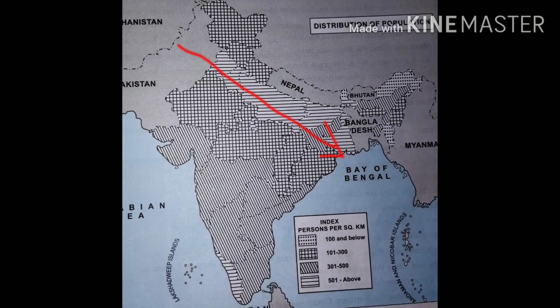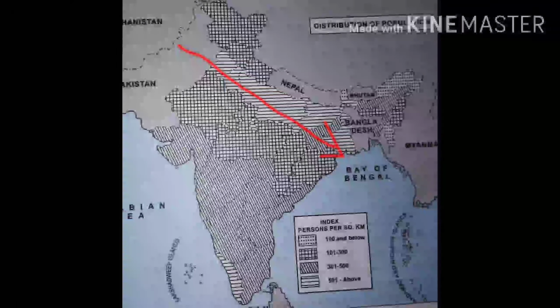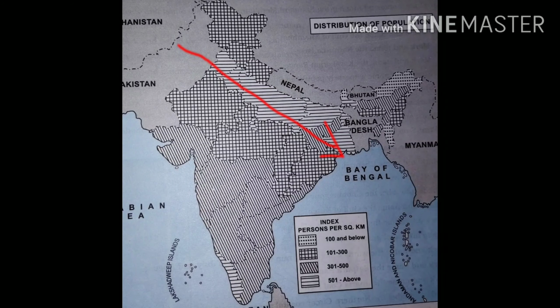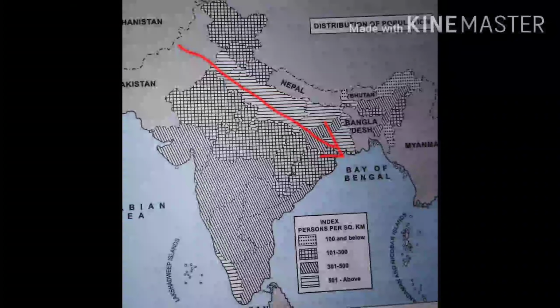And the reason behind the high population density is the alluvial soil and the plain terrain of this region. This region is the Indo-Gangetic plain, and therefore the transport facilities are very well developed, and therefore the population density is very high.